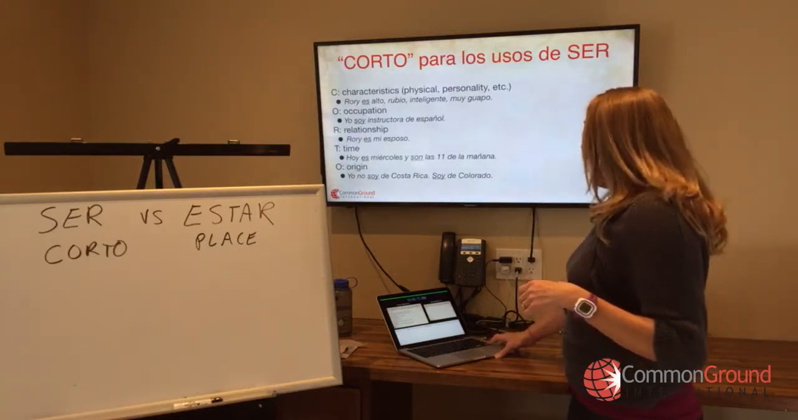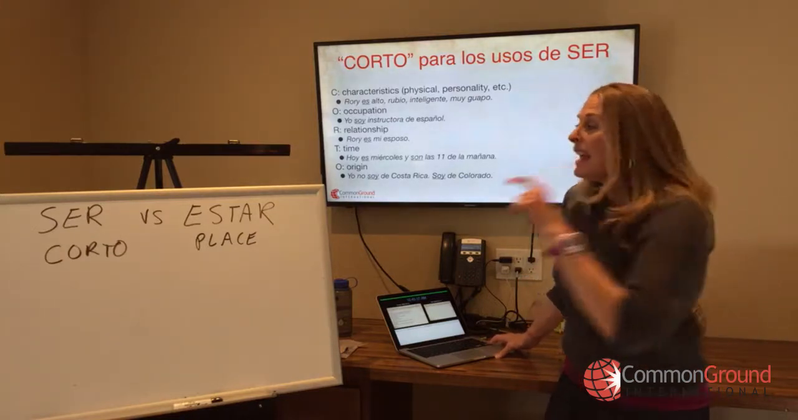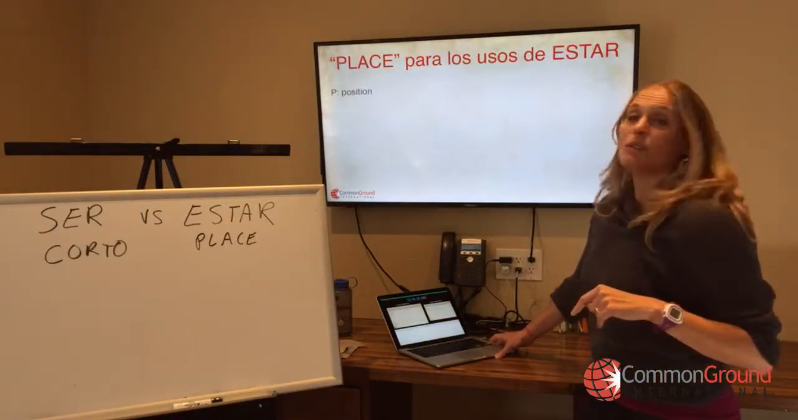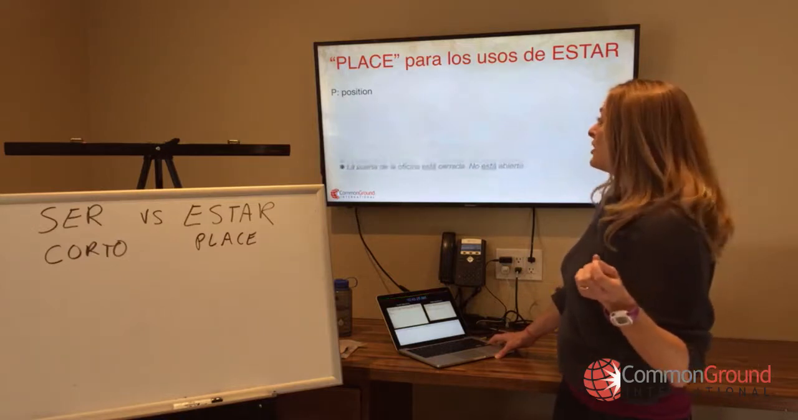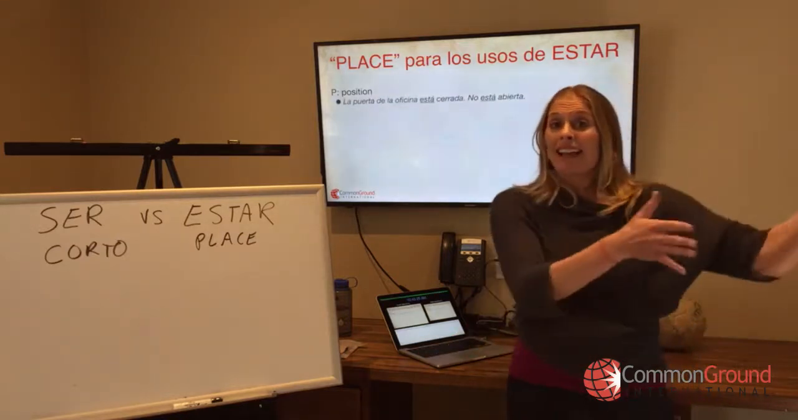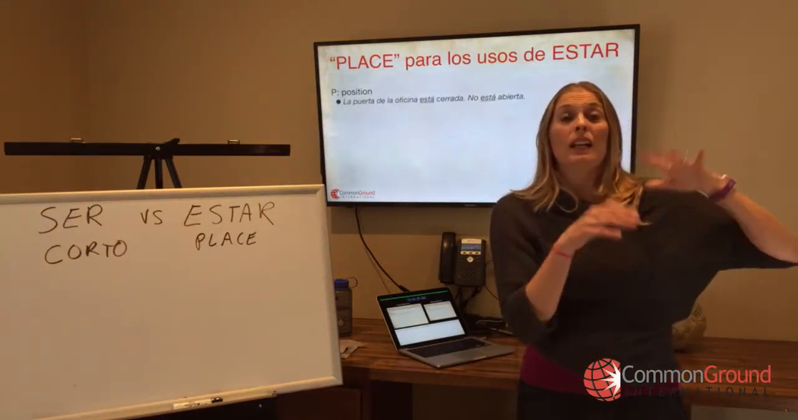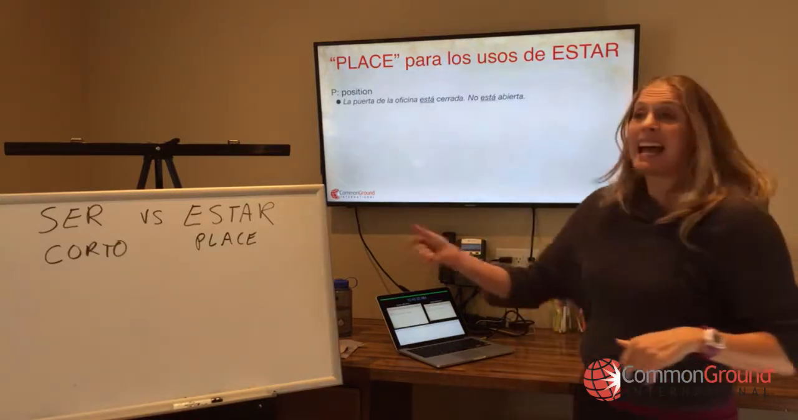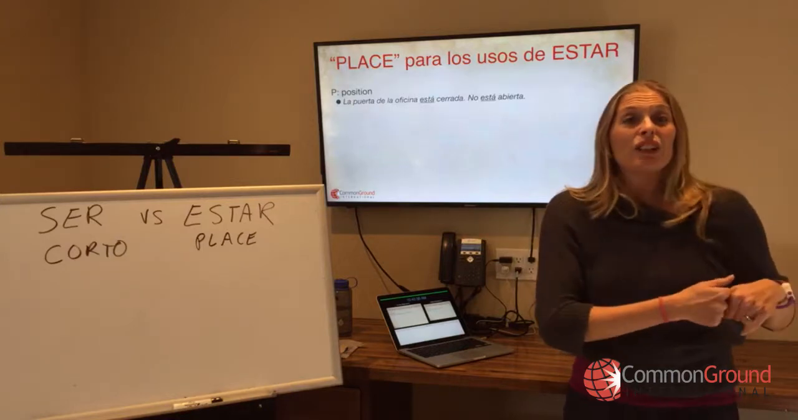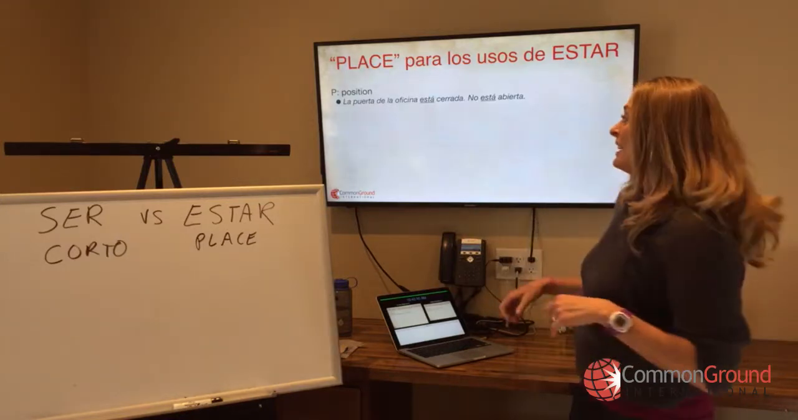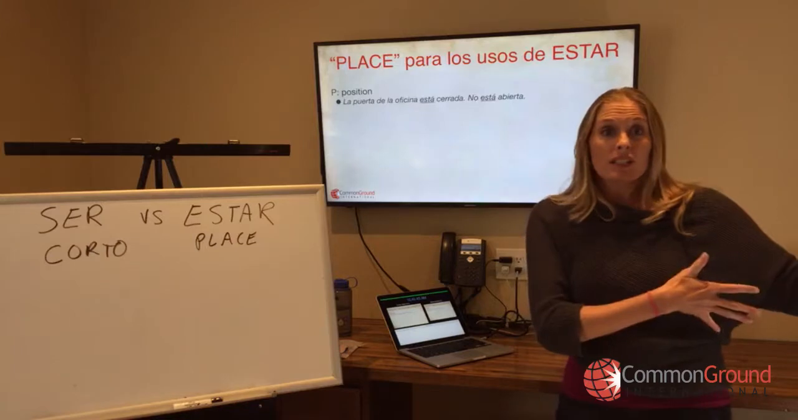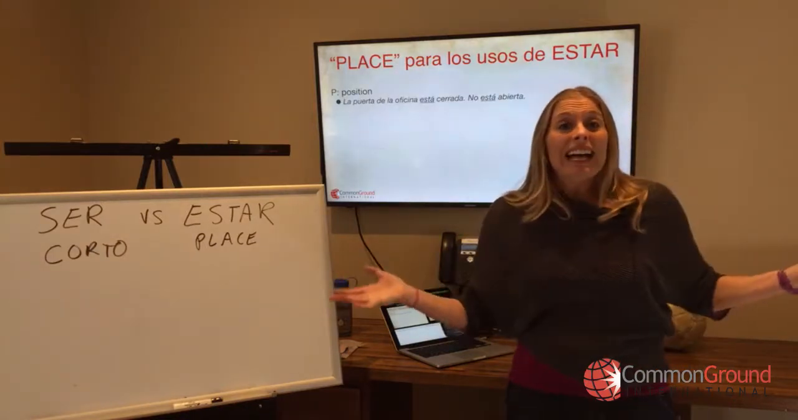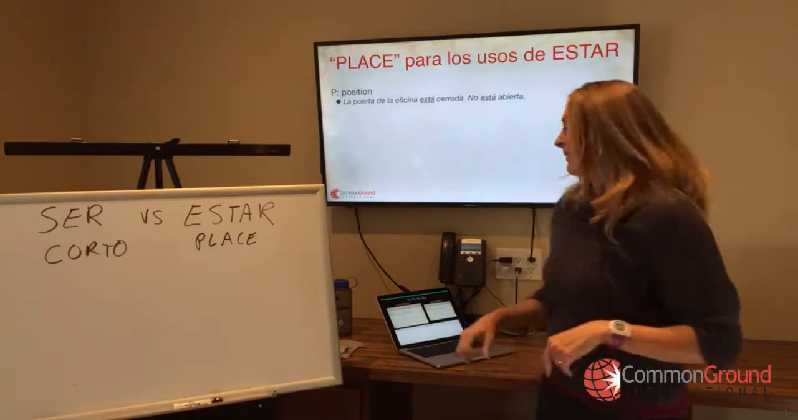Muy bien. Ahora vamos a ver el acrónimo PLACE para estar y unos ejemplos. So P for position. La puerta de la oficina o la puerta del aula of your classroom está cerrada. It's closed. So the position of the door is closed. Or la escuela está abierta a las 8 de la mañana.